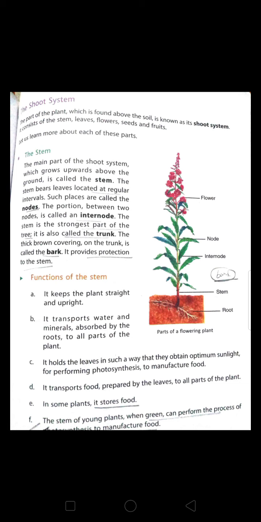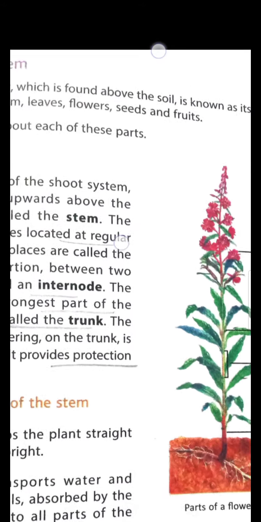Today we will study about the shoot system. The shoot system is the part of plant which grows above the soil. This part of plant grows towards the light and it consists of stem, leaves, flower, fruits, etc.